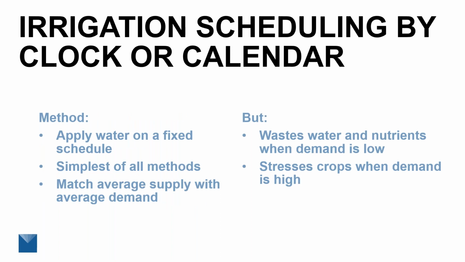The calendar clock method is certainly the simplest, and if it were done right, I imagine it could even meet the average irrigation demand of a crop. But when we over-irrigate with that, we not only waste water, we waste nutrients as well, and we always will over-irrigate when evaporative demand is low. On the other hand, when the evaporative demand is high, we'll always stress the crop with that method.